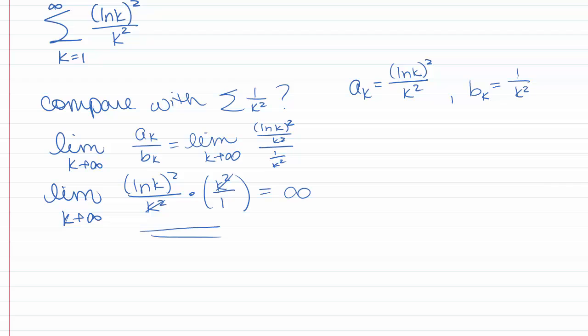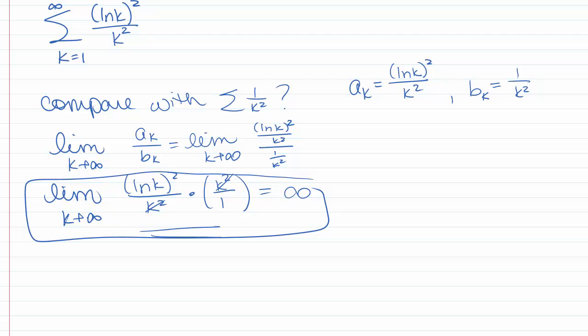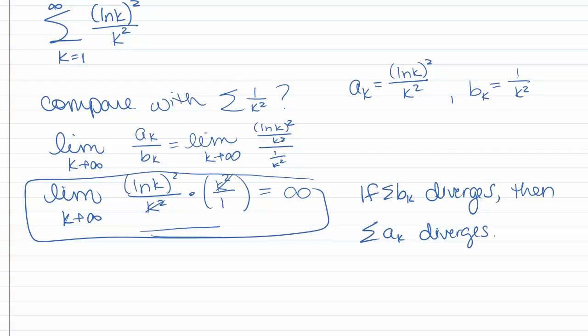Okay. So why am I writing it out as a fraction? Because we actually know if we take this limit and we get infinity, it does tell us something. It tells us if the sum b sub k diverges, then the sum a sub k diverges as well. And I guess this should make some sense, because if we're getting infinity here, then the thing that was on the top of the fraction must have been bigger in terms of growth rates. So if the smaller one is going to go to infinity, then the bigger one should too.